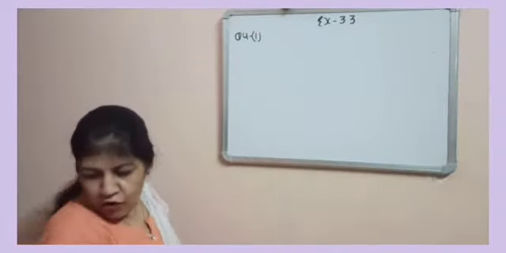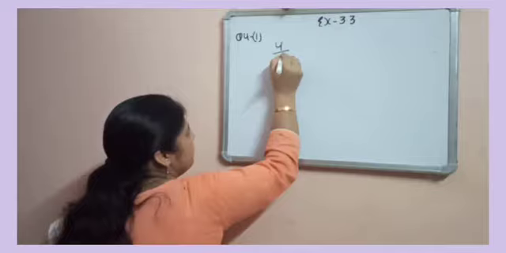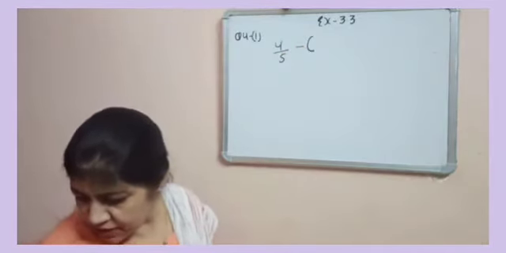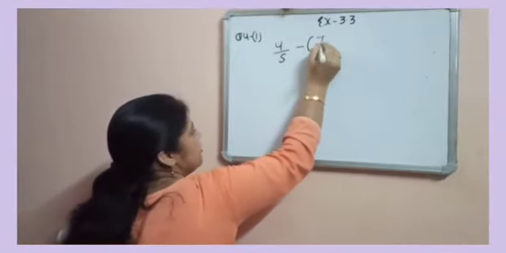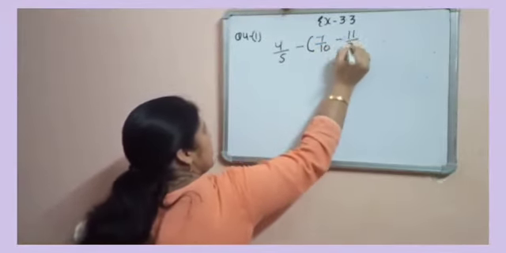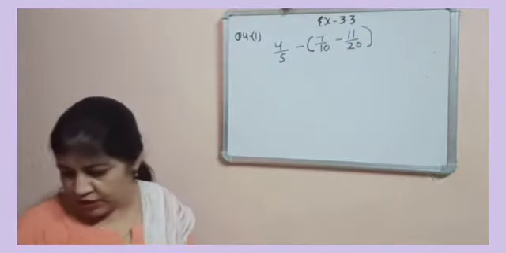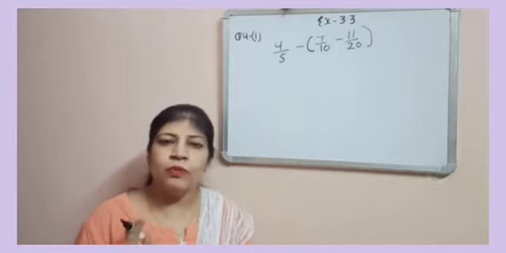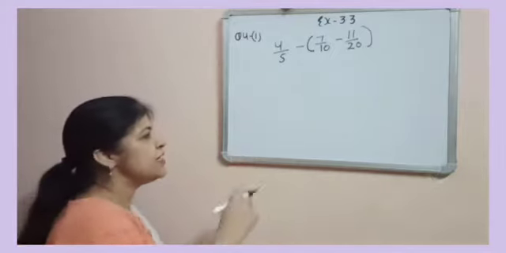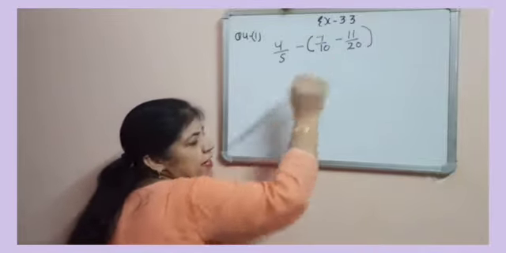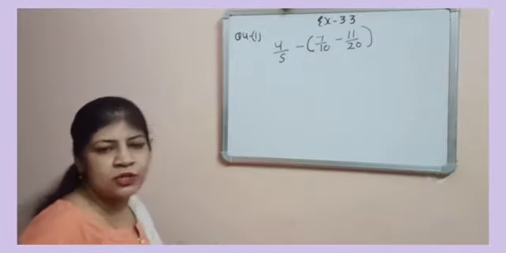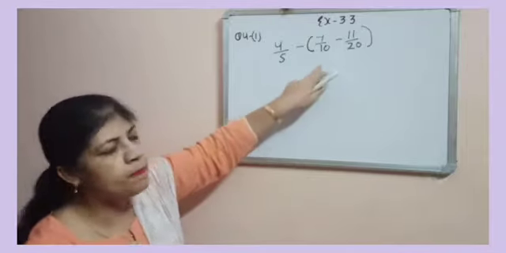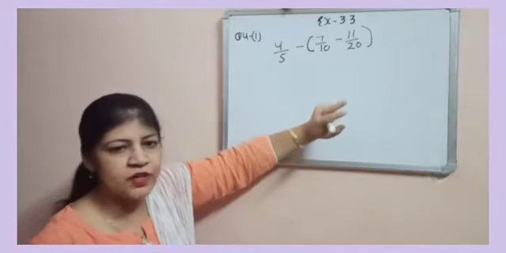Now I am taking one more example of simplification: 4 by 5 minus, next is minus, 7 by 10 minus 11 by 20. Now always follow the BODMAS rule. Here you can see a bracket, so according to the BODMAS rule, solve the bracket first, or you can open the bracket. That is your wish.